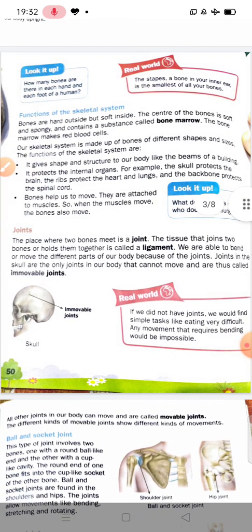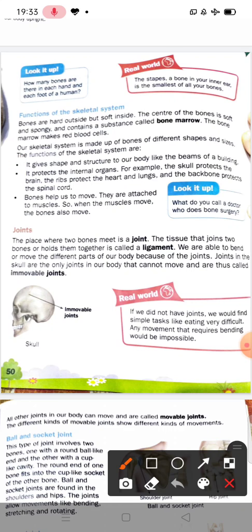And students, you can bend your knee, your back, or move the different parts of your body. Why and how are you able to move or bend your body? Yes students, because of joints. And you know, there are two types of joints: immovable and movable joints.